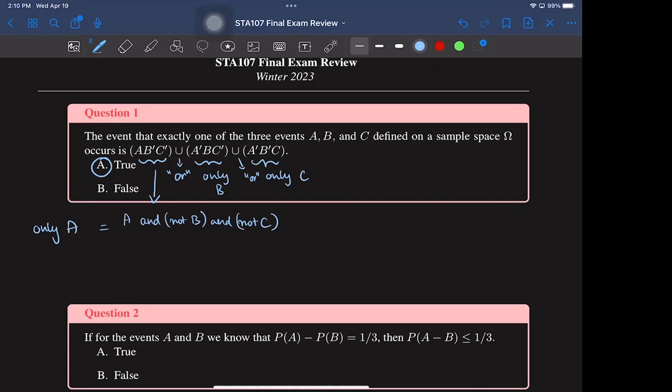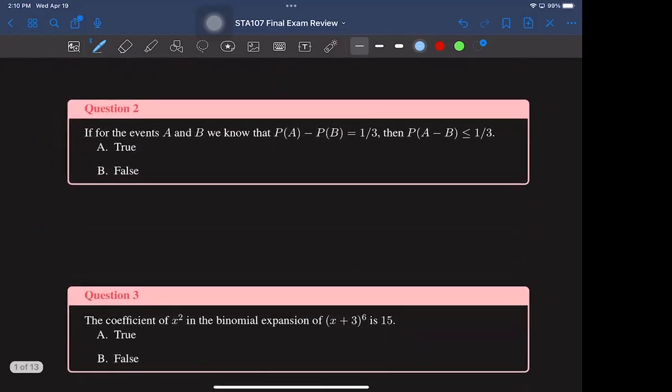Let's move on to the second question. This is the second one. If it is true, you should be able to explain why, and if it is false, you should be able to come up with a counterexample. Please think about it and vote on Kahoot. If you didn't join Kahoot, you can type in the chat.